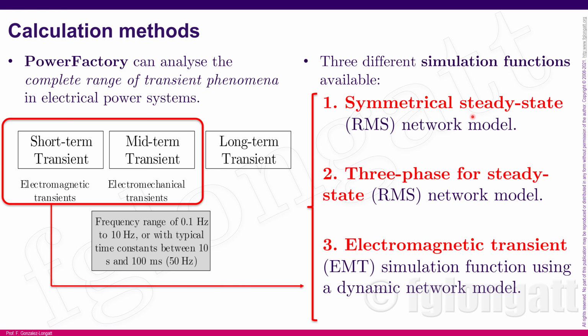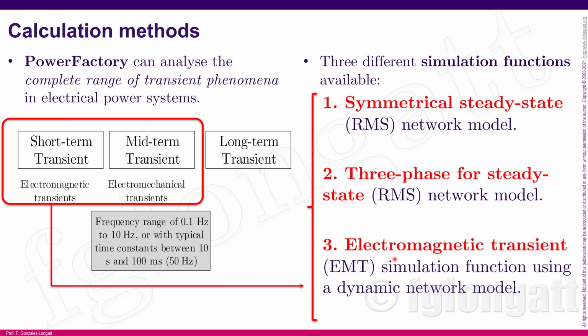But if you have to run a simulation considering some asymmetrical condition, for instance, a single line to ground fault, you need to use the second approach, and that is the 3-phase for a steady state network model. In that case, you can use positive, negative, and zero sequence model to represent the network, and you are able to calculate asymmetrical conditions, okay?